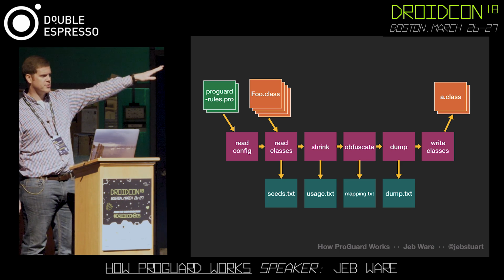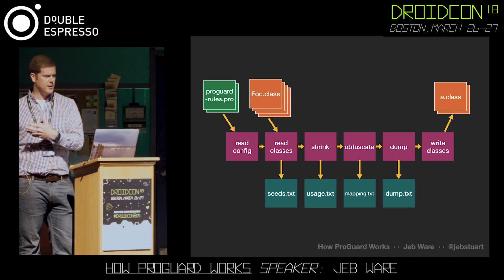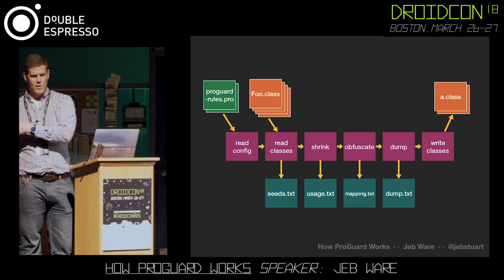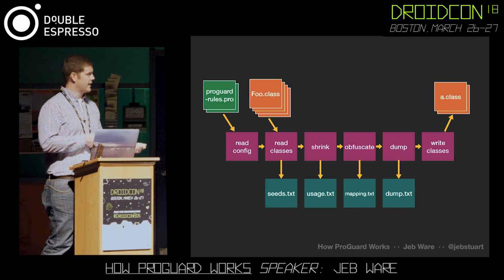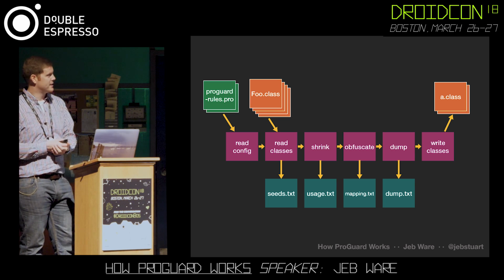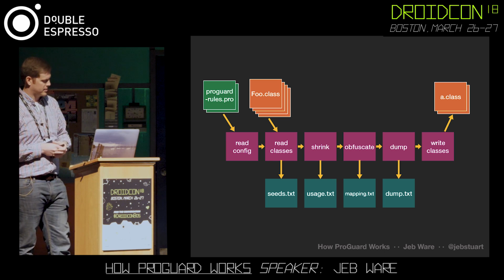Again, the seeds and usage, those are mostly useful when you're debugging, like you're trying to make a rule for something and your wildcards don't match or something. So those are useful to debug that. At build time, mapping is useful, again, for deobfuscating a stack trace. Dump is probably not that useful.